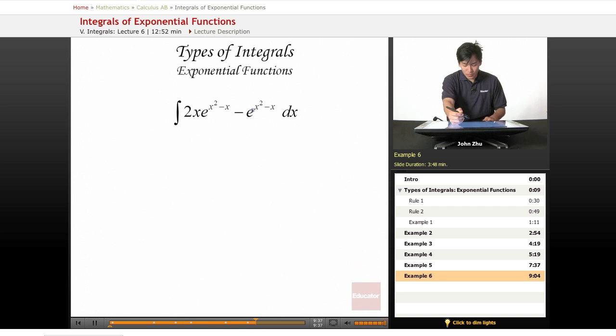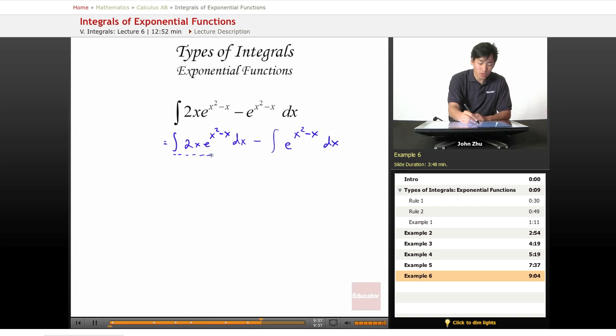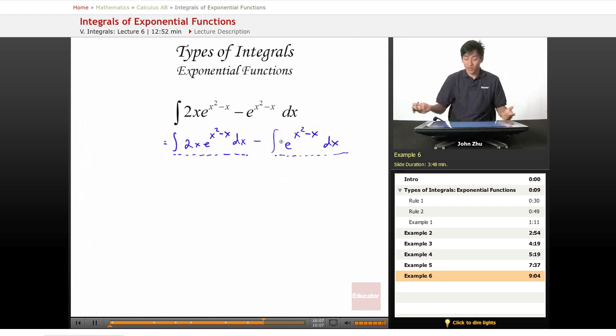Well, we could try to split it into two integrals. So we could try 2x e to the x squared minus x dx minus e to the x squared minus x dx. Well, this one's taken care of, sure, but for this expression, we're kind of in trouble because there's nothing we can substitute and cancel out, so we'll be left with an x term, and then we can't take the integral. So we have to do it another way.